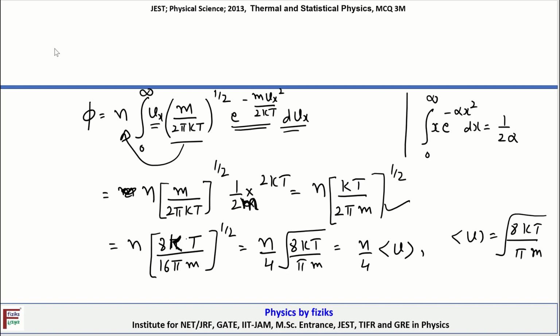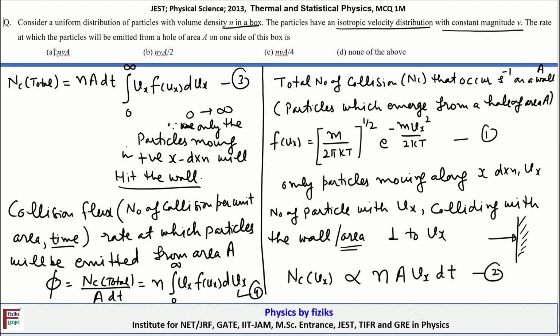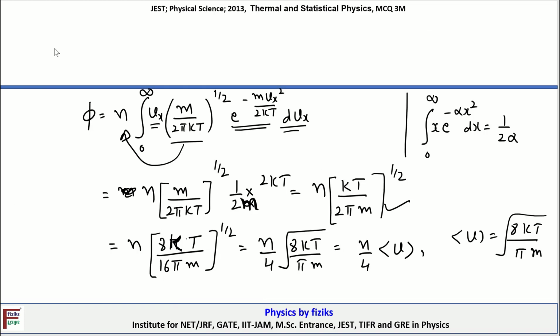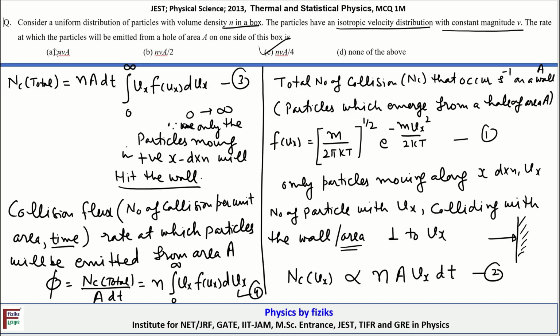Therefore, if we take a look at the options, the right option is n by 4 times v average, the rate at which particles will be emitted from a hole of area A. Yes, option C is the correct one here. It's the result that we obtained, n by 4 v, because of the way we defined the flux, from equation 4. Because we have taken A in the denominator, by taking A to the other side, A will come there. So that completes the solution.